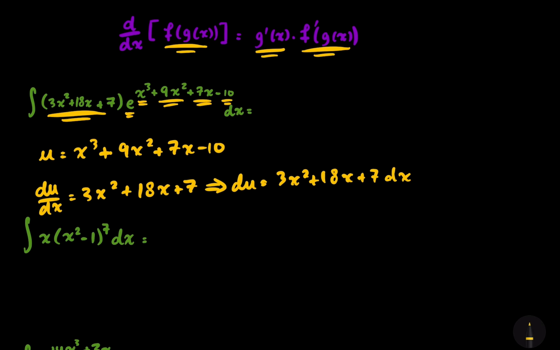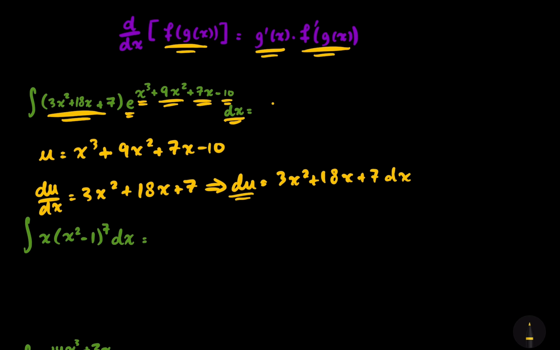And so now what do we have? Well, we have this third degree polynomial that we set u to be equal to. So we defined u to be this third degree polynomial that e is being raised to. And then over here we have 3x squared plus 18x plus 7, and we're multiplying that by dx. Well, that's just going to be du, right, based on this substitution.